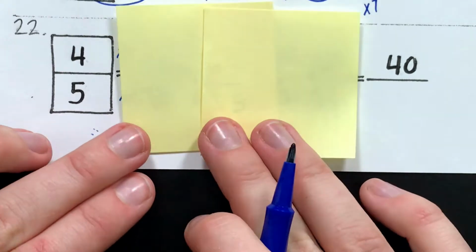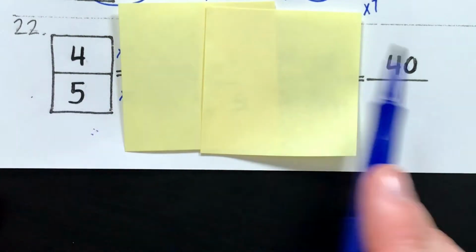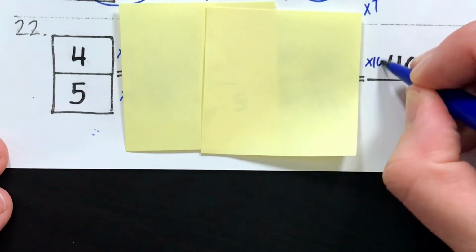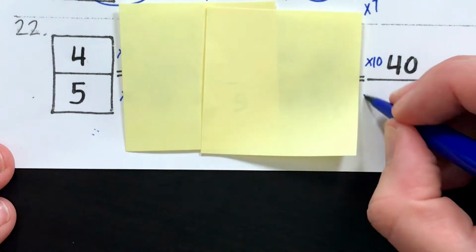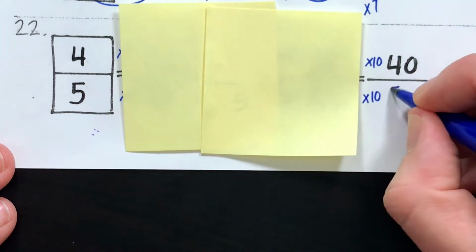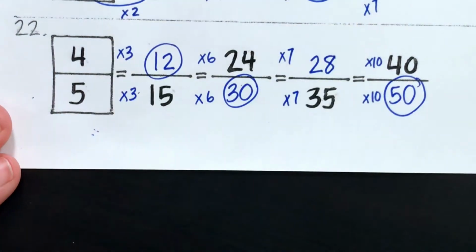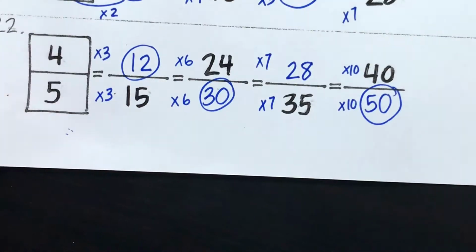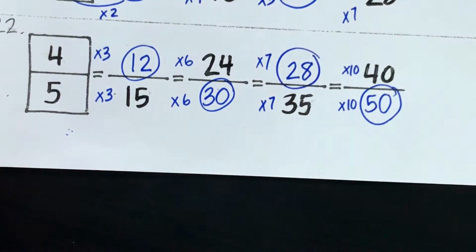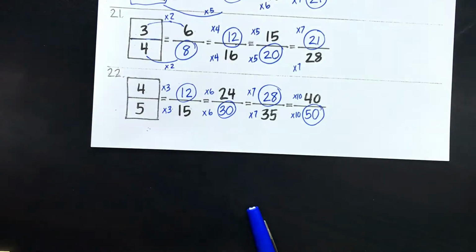Okay. And then our very last one, connection between 4 and 40, that's easy, times 10. So do the same thing on the bottom. 5 times 10 is 50. 50 is our last mystery number. So now we pull away the paper we used to cover it up, and we have our full pattern there. Okay? All right, let's move on to the third page.